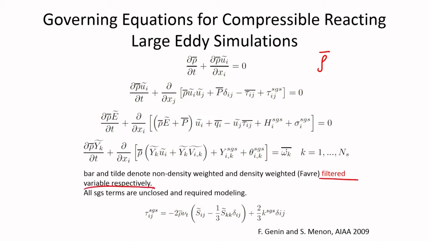So, in LES, you create governing equations that describe the evolution of these filtered variables. And this tilde denotes the density weighted filtered variables. For example, u tilde here denotes the filtered velocity. So, with this you can capture large scale dynamics and have models for essentially the small Kolmogorov scales.